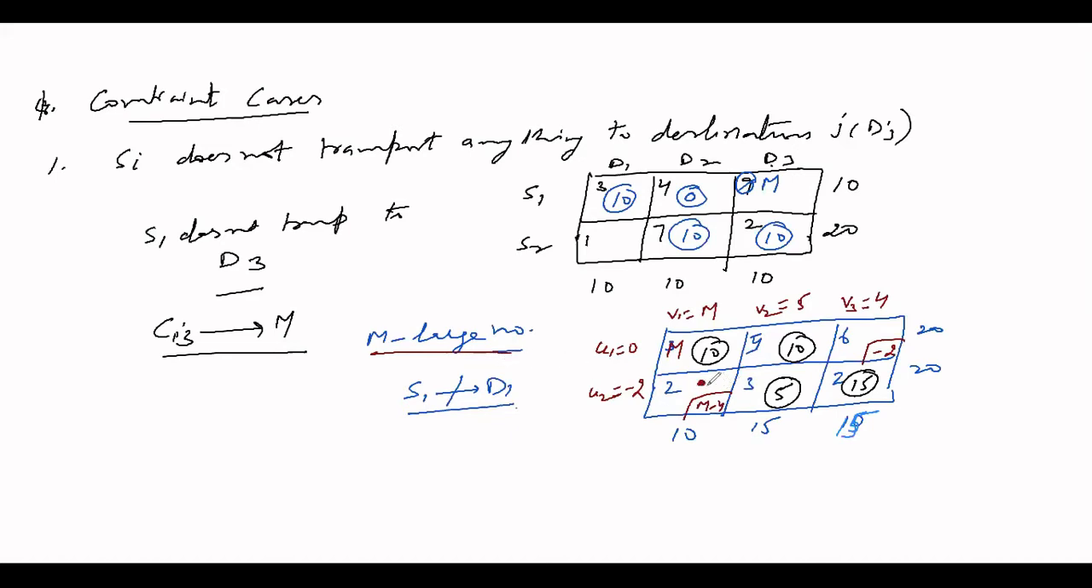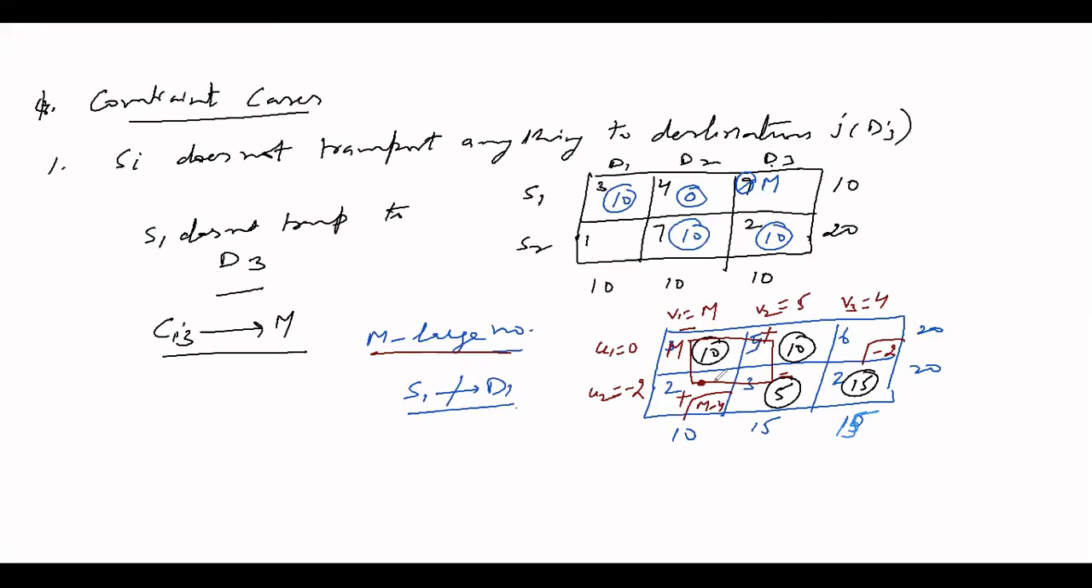Okay, so we enter this cell into the basis. So we have to make a loop in this case. So we enter positive, negative, positive, negative. You take the minimum ratio, again the minimum of the negatively marked cells. So the minimum occurs at 5. So 5 units are still left.